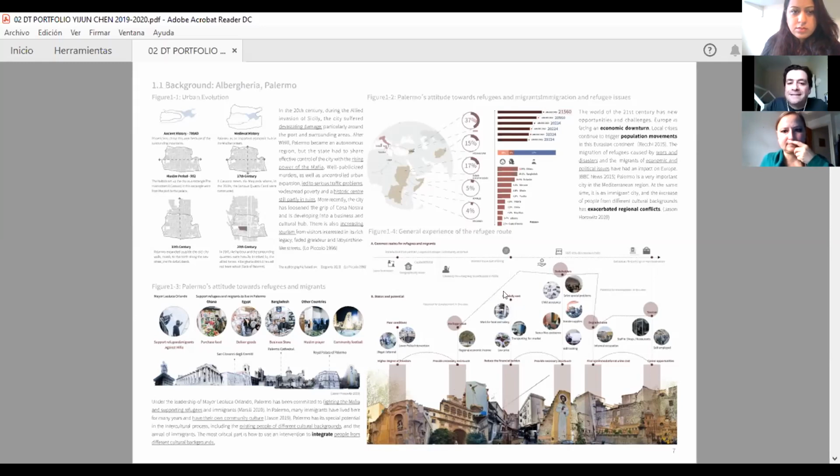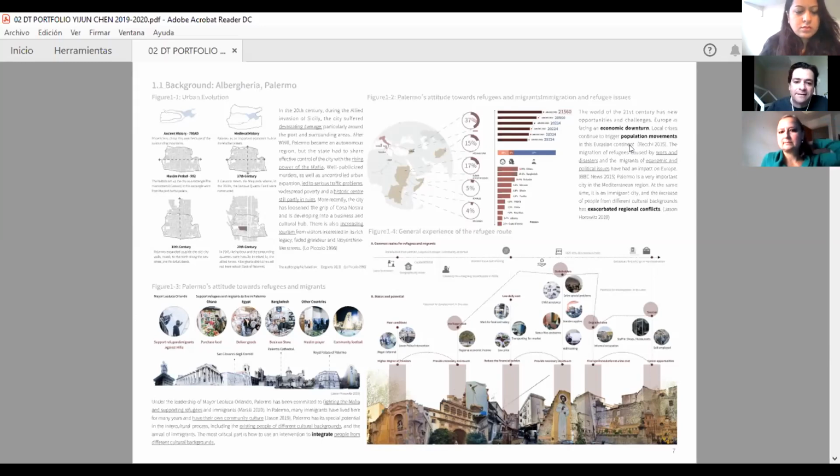Here, this student started with a contextual analysis of his intervention site. We were operating last year in Sicily, in the capital city of Sicily. For the ones that don't know where it is, it's in the southernmost part of Italy, the big island at the south of Italy, just in the middle of the Mediterranean, and is one of the most important gateways for the migration coming from Africa and from other parts of Asia, Syria, and even further, that are crossing the Mediterranean and arriving to that place.